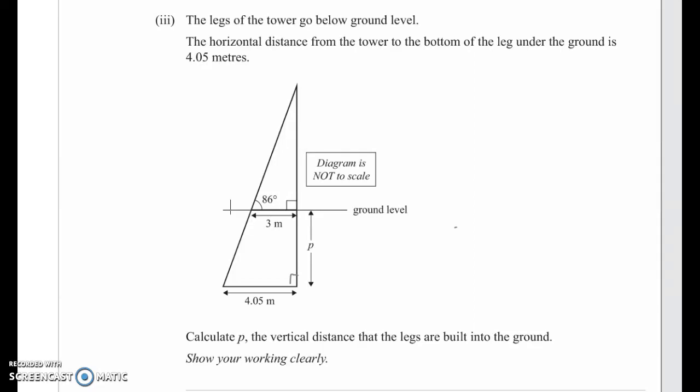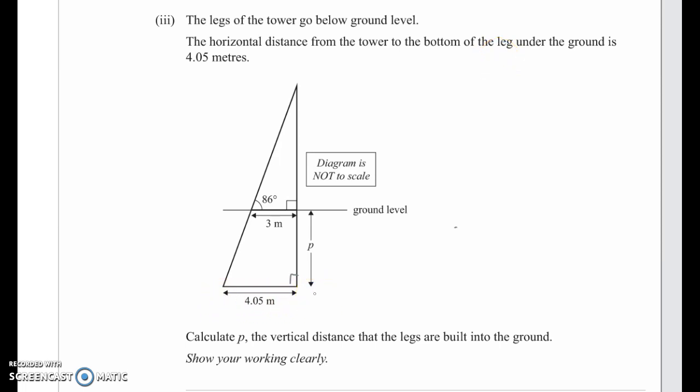We are carrying on with the NZQA 2016 Level 1 Geometric Reasoning paper, on question 1, part 3. The legs of the tower go below ground level. So obviously here's ground level, we can see it's been given. The horizontal distance from the tower to the bottom of the leg under the ground is 4.05 meters.